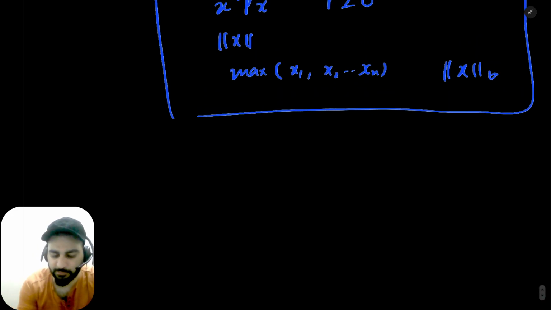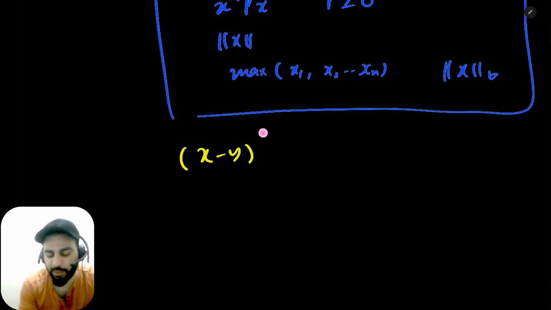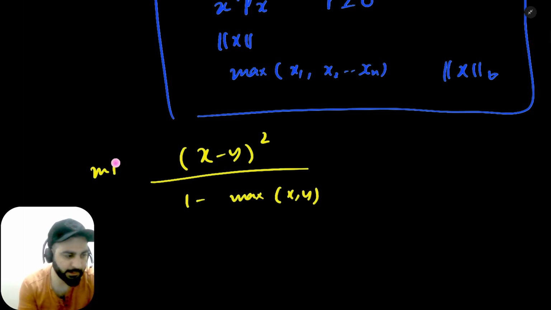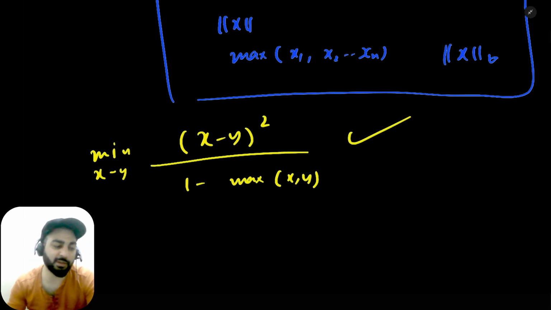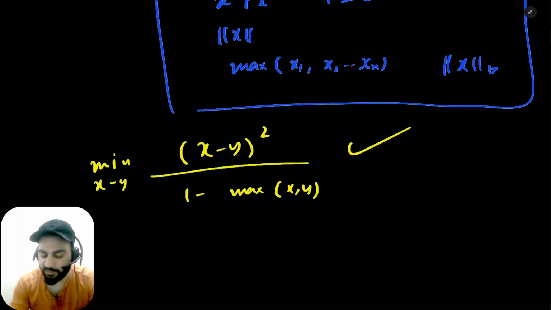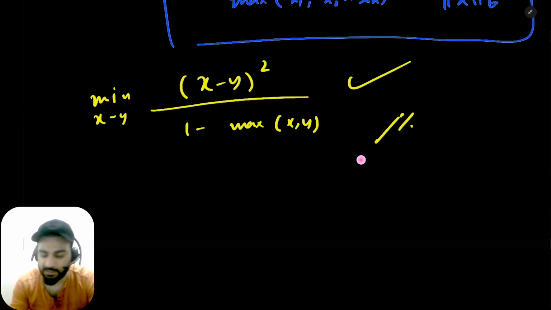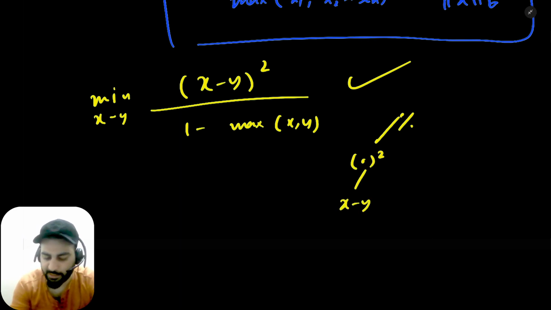Let's suppose we have x minus y whole squared divided by 1 minus max of x comma y. So is it a convex function? What I'll do is break it down. I'll break it in division. So it is divided; the first part is squared, and what is squared? X minus y is squared. I'll write it with blue.